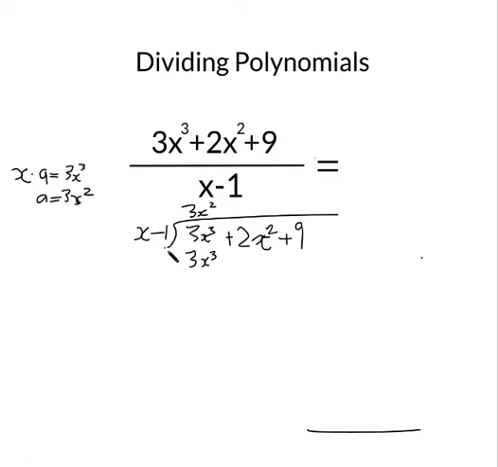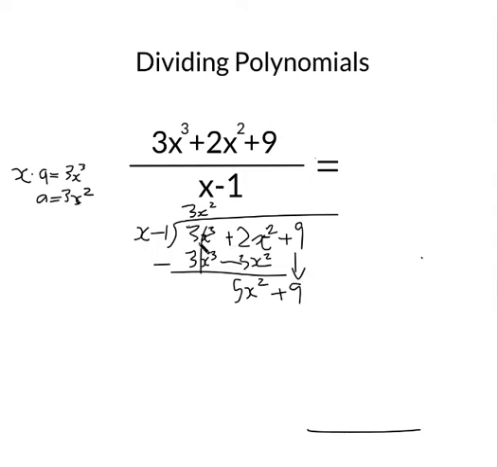Now we have to do the same with the second term in the divisor, so minus 3x squared. Now what we have to do is subtract these. 3x cubed minus 3x cubed is just 0. 2x squared minus negative 3x squared: we have two negatives here, so that turns into a positive. So we add them instead of subtracting. That's 5x squared. And then we move this 9 down because we need it now.